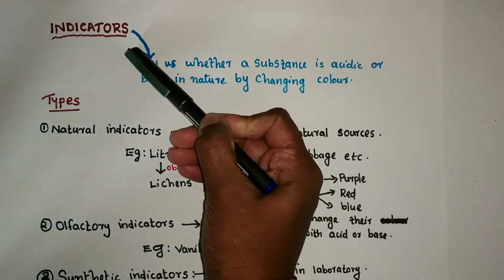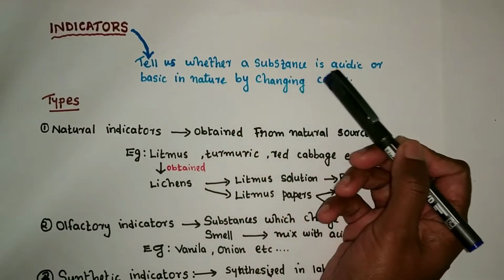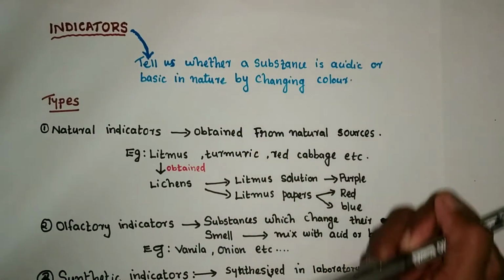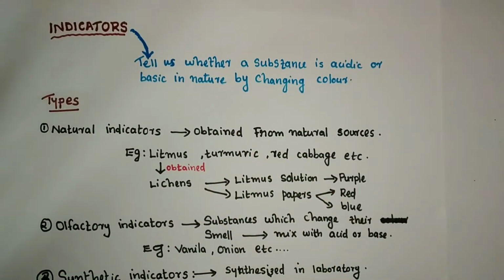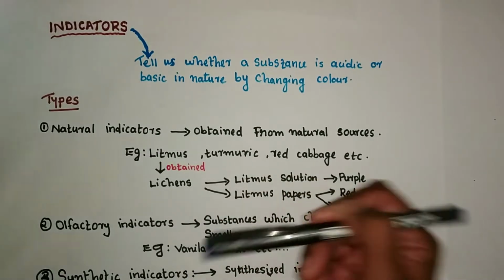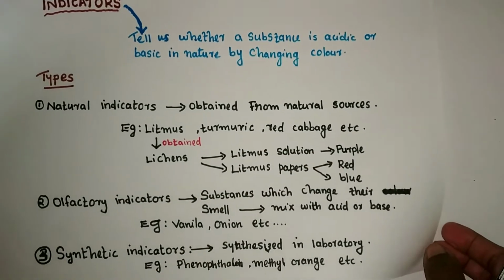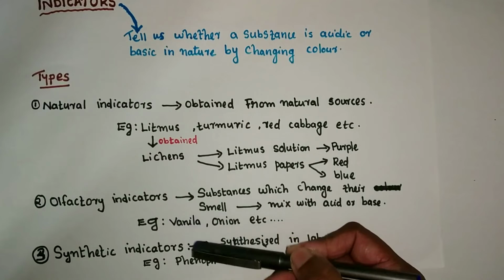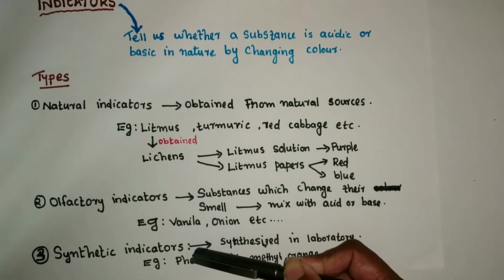Indicators tell us whether a substance is acid or base by changing color. Indicators are the substances which let us know whether the given substance is acid or base by changing their color. There are three types of indicators: natural indicators, olfactory indicators and synthetic indicators.